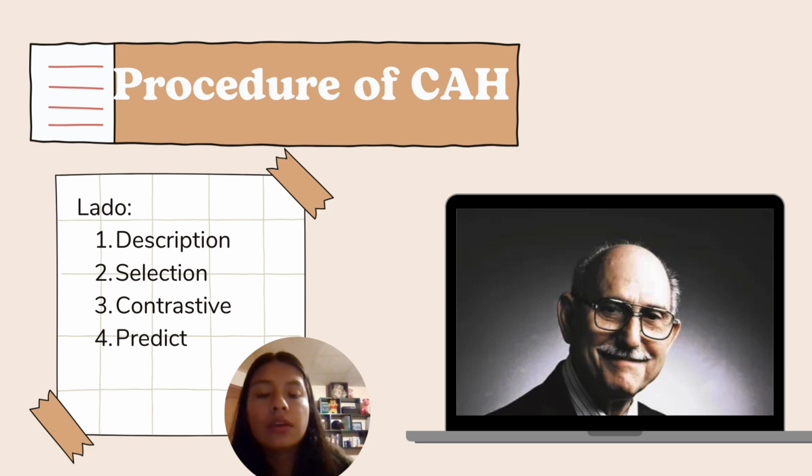Procedures of CAH according to Lado. We have four steps. The first is description. In this step, we must describe or analyze the characteristics of the two languages, L1 and L2. And the second is selection. In this step, we must choose the structure or pattern we prefer to compare in these languages.